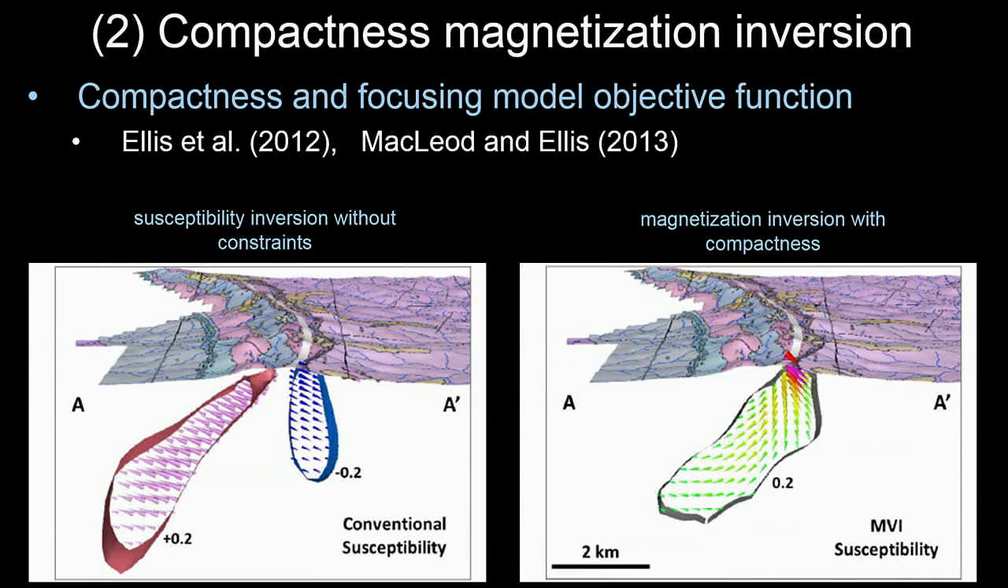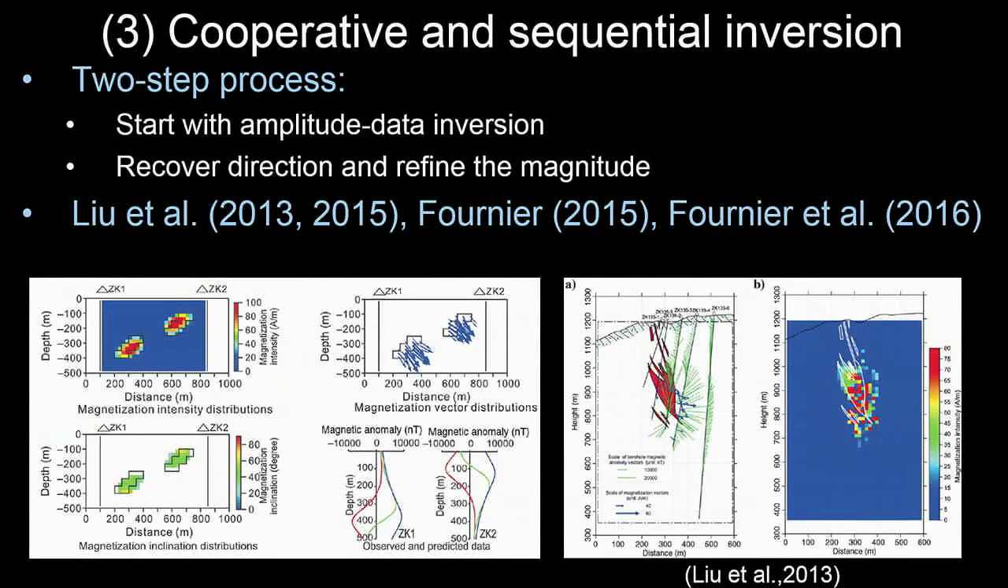So later on, the next is the now commercially available package, the compactness and focusing objective function that Bob Ellis and others have done. On the left is just for illustration purposes in their publication. You do a susceptibility inversion without any constraint, although that's not commonly done, but that showcases what the challenge is. In that case, you have 2 distinct bodies with different susceptibility, one positive, one negative. On the right is the consistent magnetization direction you can recover from this.